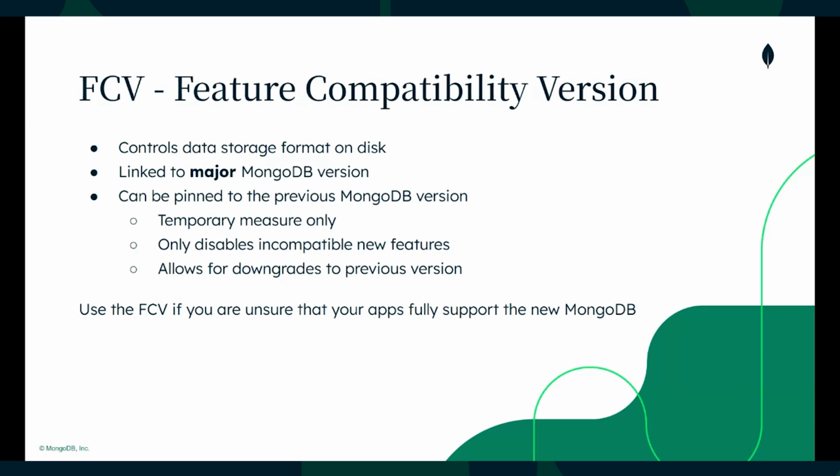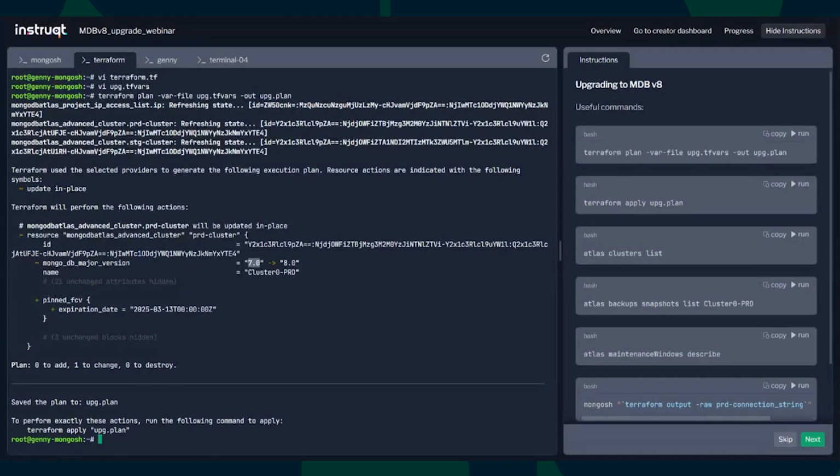Now, in MongoDB version 8, there is actually only one feature which will affect the storage format like this, just so you know, but we're going to pin the FCV anyway as a best practice. Note that in Atlas, you must specify a date for the FCV to expire, and I have set that for a week from today. The maximum that Atlas will support is 4 weeks. Now it's time to kick off my upgrade.